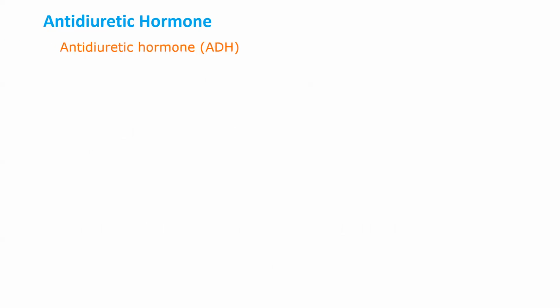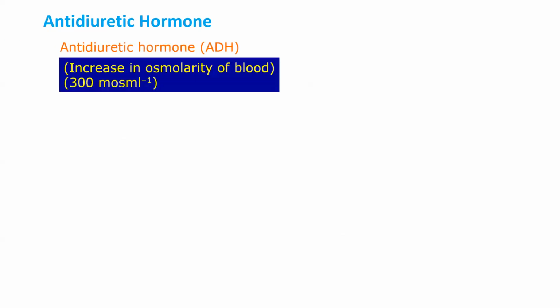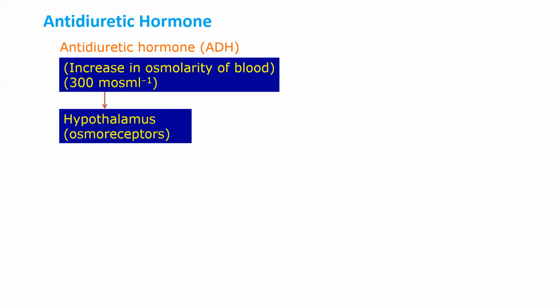So we can see this flow chart. There is an ADH. So what will happen if there is an increase in osmolarity of blood, right? What will happen? The hypothalamus is going to be excited through the osmoreceptors. And why is this going to happen? Because there is an increased osmolarity.